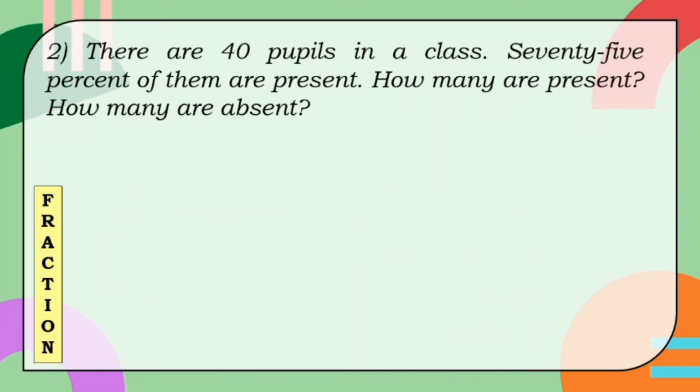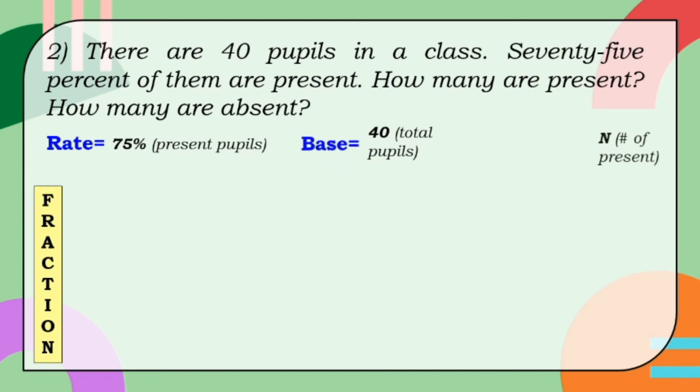Another example, using word problems. There are 40 pupils in a class. 75% of them are present. How many are present? How many are absent? What are the given? 75% present pupils, rate. 40 total pupils, base. N or number of present, percentage.